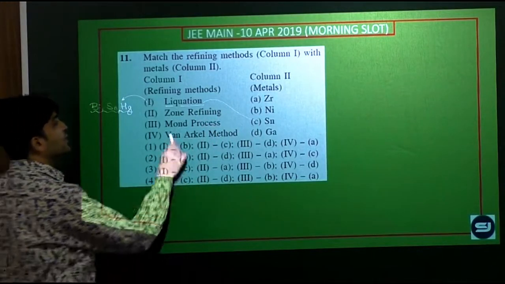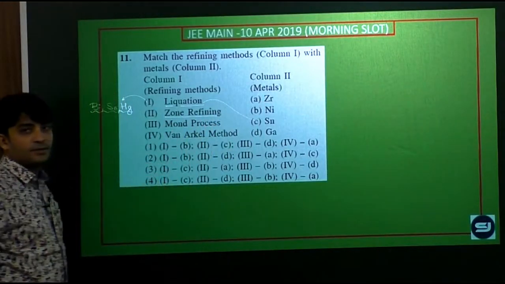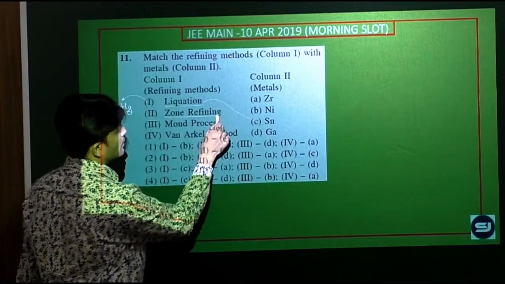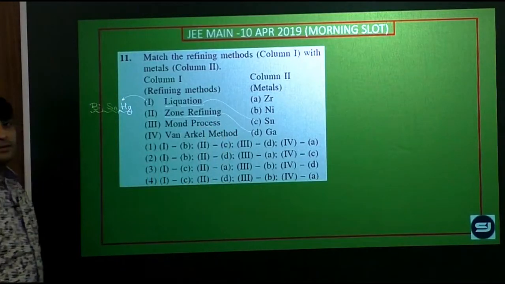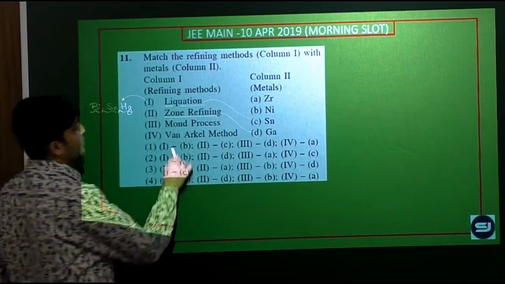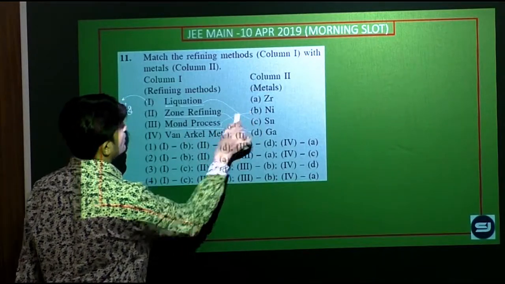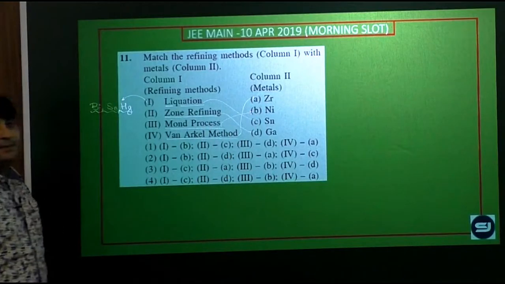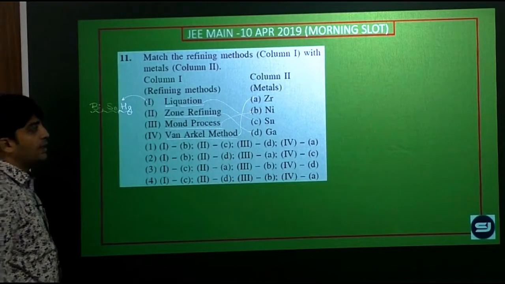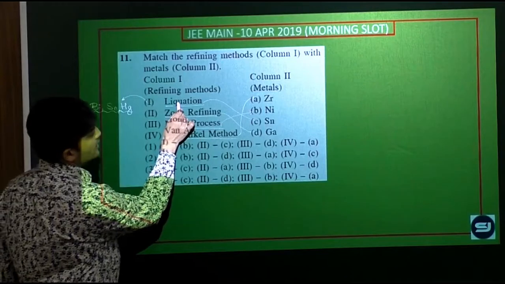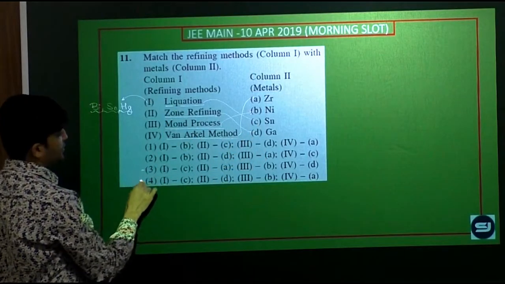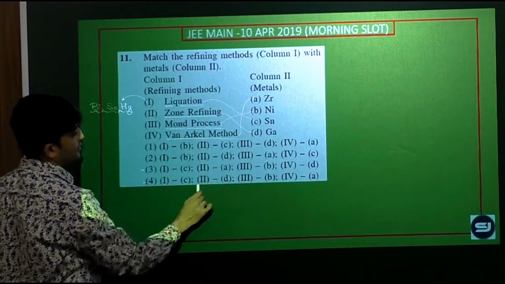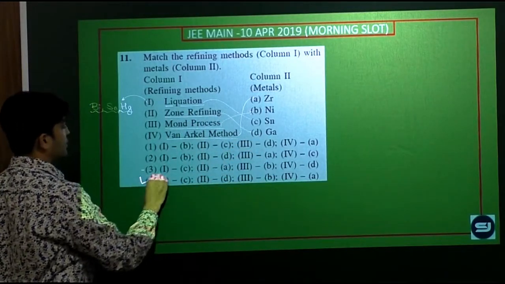Zone refining is generally employed for metalloids like silicon, germanium. So this will go with gallium as a metalloid. Mond process is famously employed for nickel, and the Van Arkel method is for zirconium and titanium, Zr and Ti. So if you look at the options, 1 matches with C. Two options possible. Zone refining matches with D. So after this D, hence the answer is 4.